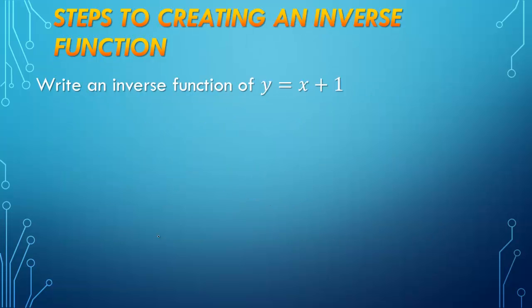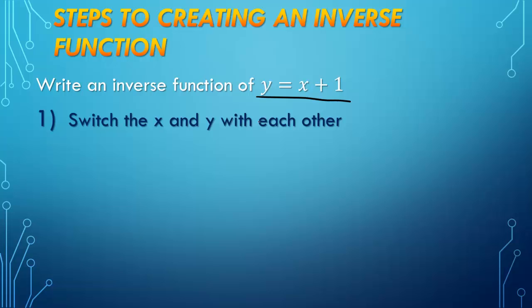All right, so here are the steps to creating an inverse function. Let's say we were asked to write an inverse function of y equals x plus 1. First things first, you switch the x and the y with each other. So it looks like this: x equals y plus 1. We basically took the y and the x and they swapped places. Everything else stays the same.